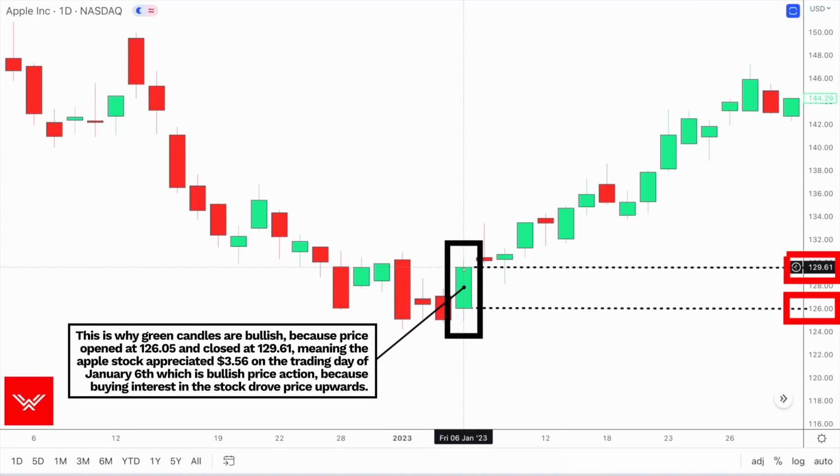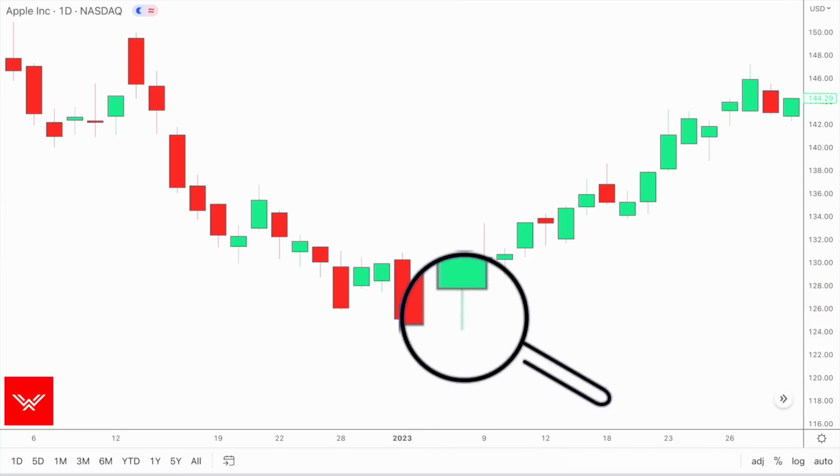This is why green candles are bullish, because price opened at $126.05 and closed at $129.61, meaning the Apple stock appreciated $3.56 on the trading day of January 6th. Which is bullish price action because buying interest in the stock drove price upwards. Now the wick below is the lowest price that the Apple stock reached that day.